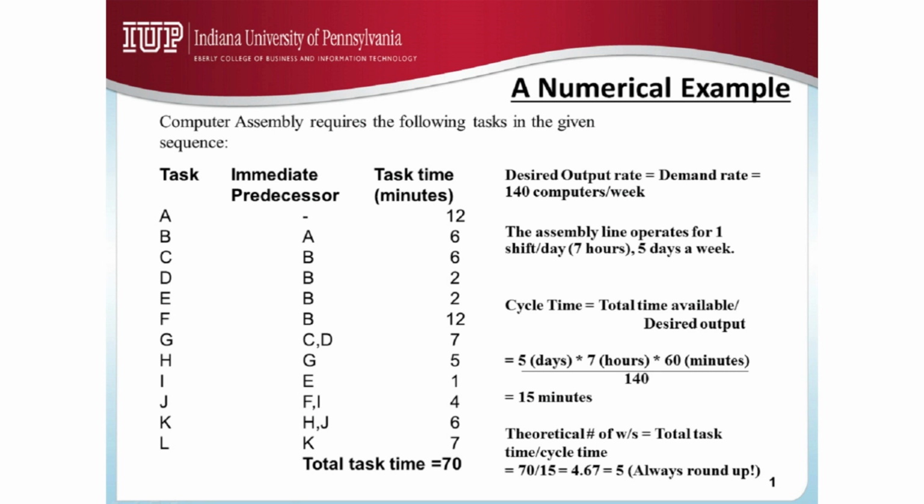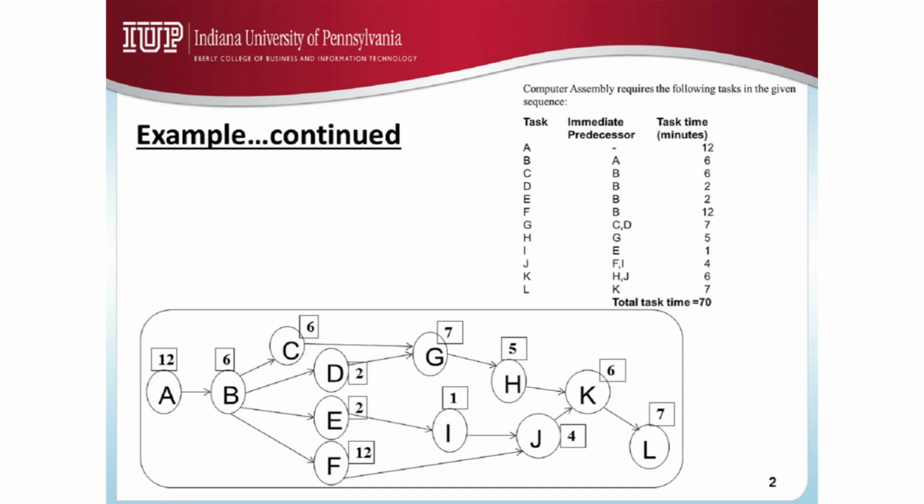Once this example is completed, you will realize why I use the term theoretical, or the minimum number of workstations. In reality, you may end up with more than 5 workstations, because you may not have a perfectly balanced assembly line. We'll see that in a few minutes. Let us continue with this example.